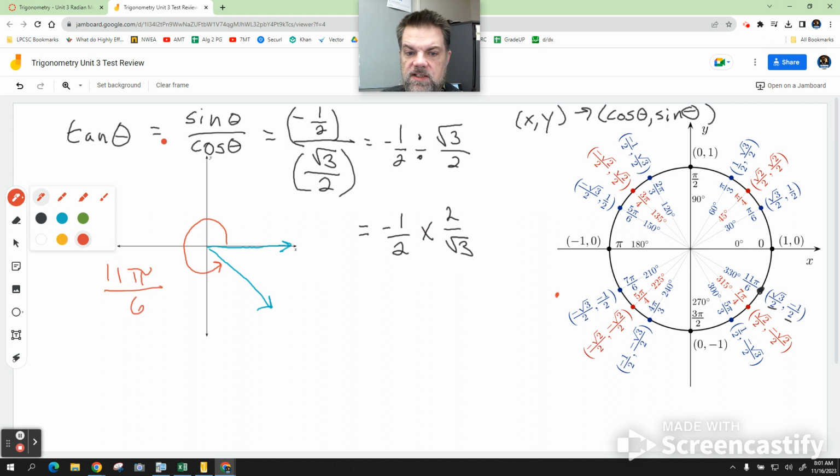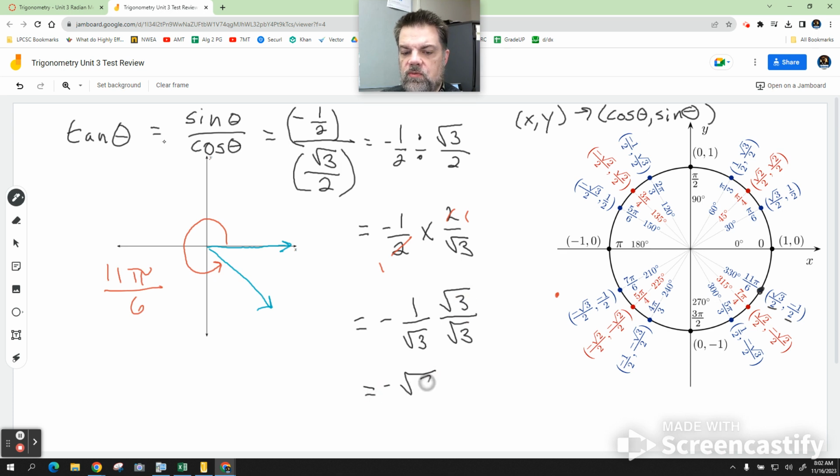So 2 divided by 2 just reduces down to 1, right? And so when I multiply that across, negative 1 times 1 is a negative 1 all over 1 times root 3, which is root 3. I can't leave the square root in the denominator, so I rationalize it, hit the top and bottom with the square root of 3. I get negative root 3 all over. Now what is the square root of 3 times the square root of 3? Just 3. So that should be the answer.